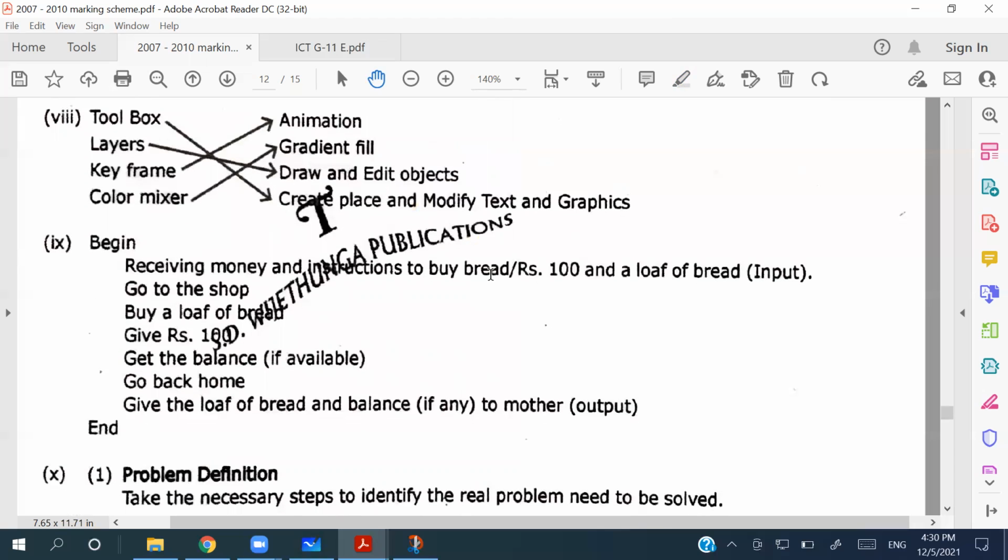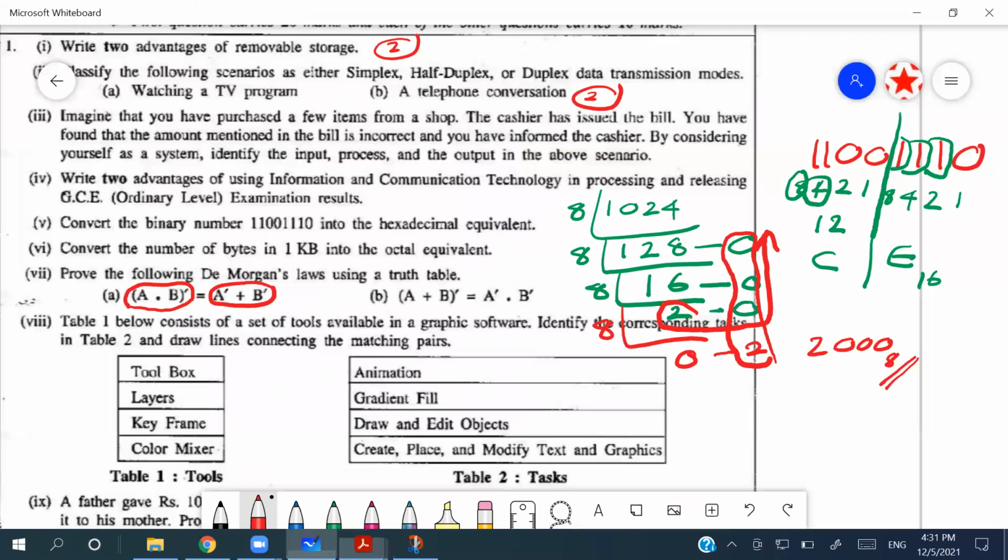Yeah, we'll quickly go through these 3 questions and end the session, people, right? So the 8.1, table 1 below consists a set of tools available in graphic software. Identify the corresponding tasks in table 2 and draw lines connecting the matching pairs, right? So toolbox, layers, keyframes, and color mixture that they have, right?